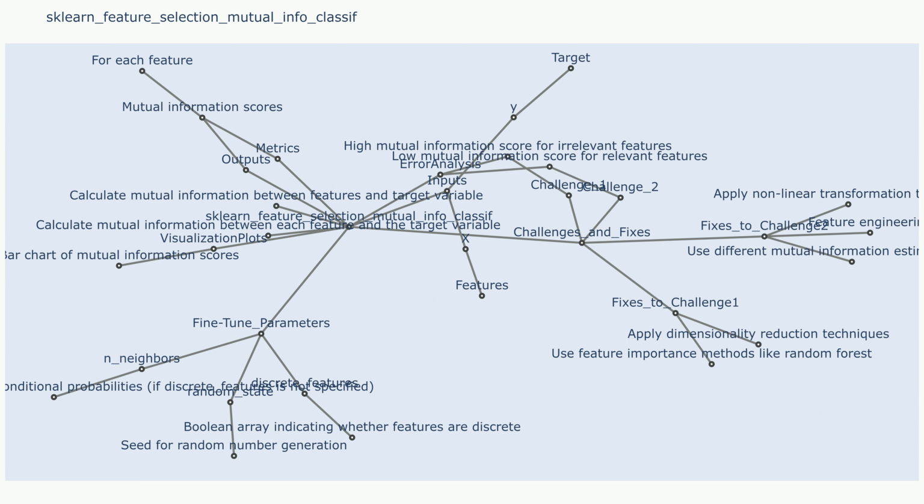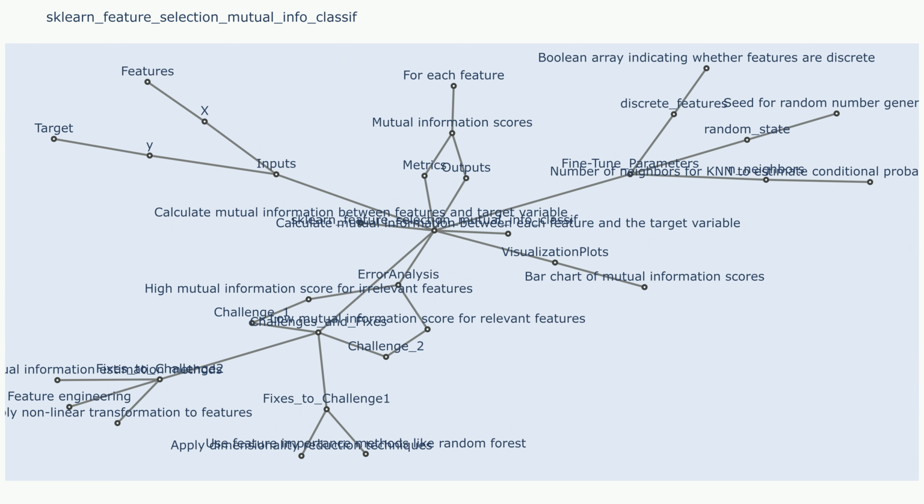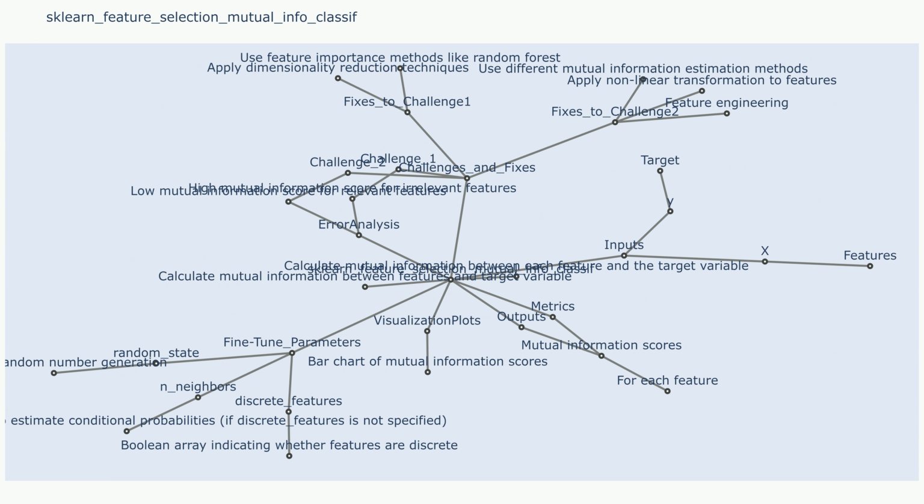Fixes to challenge 1: preprocess the categorical feature using techniques like one-hot encoding or label encoding to reduce the number of categories. Consider using alternative feature selection methods like the chi-square test or ANOVA F-test, which are more robust to high cardinality features.